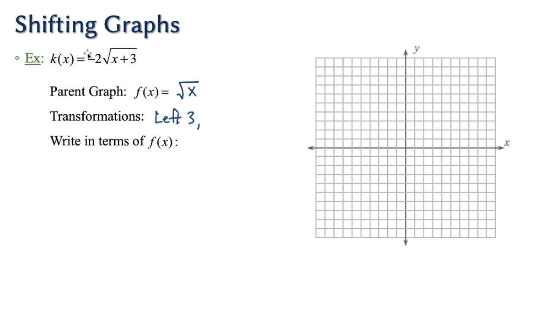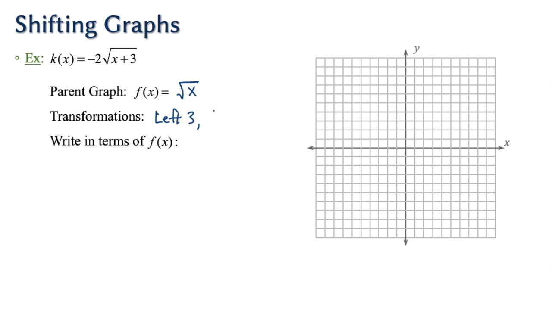The second thing I noticed is that we have a negative 2 on the outside. But remember, the negative is a reflection, and the 2 is a vertical stretch. So this counts as 2 different transformations, because the negative essentially reflects it in the x-axis since it's on the outside, it's a vertical change. And the 2 is basically going to stretch it more toward the y-axis. It's that vertical stretch by a factor of 2.